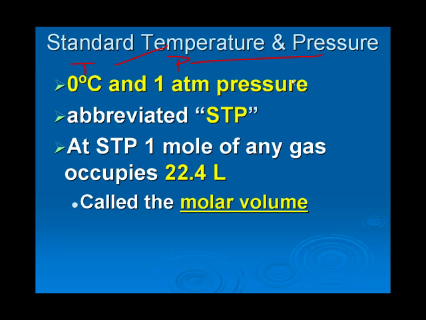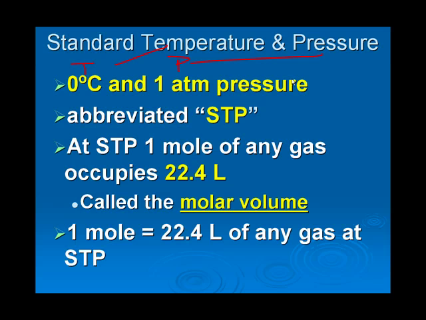Now, when you are at standard temperature and pressure, 1 mole of gas will occupy 22.4 liters. This is called the molar volume, or the volume of 1 mole of a gas at STP. So 1 mole equals 22.4 liters of any gas as long as it's at standard temperature and pressure.